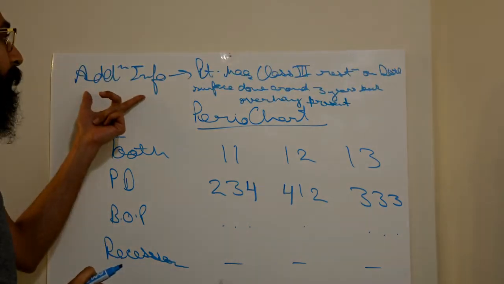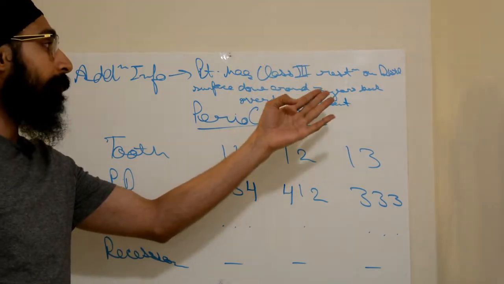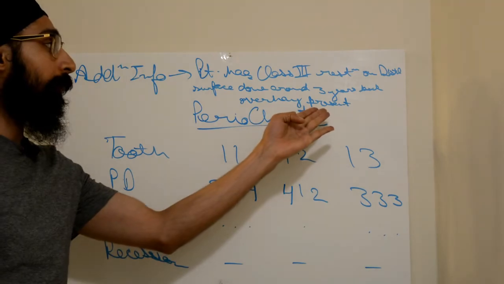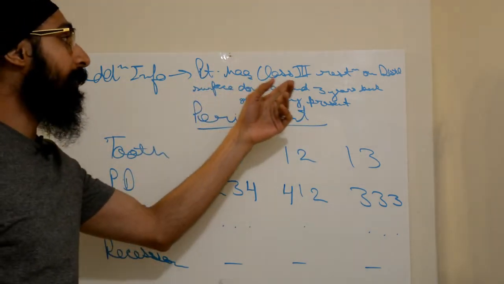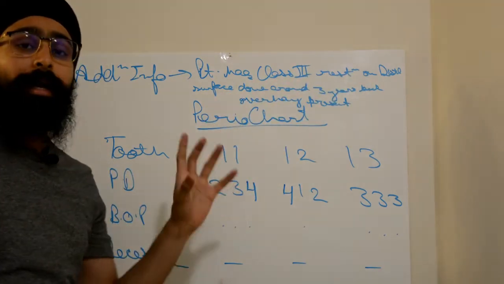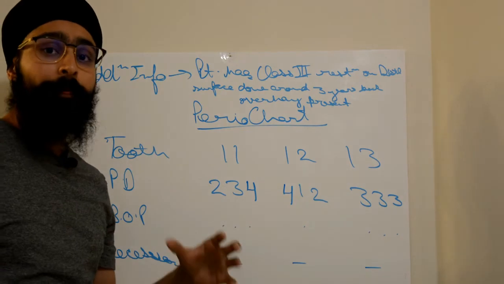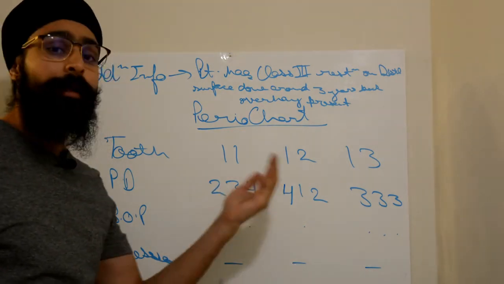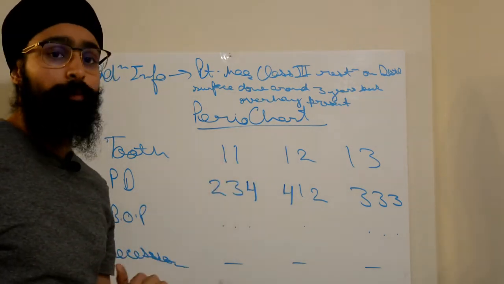For additional information, it tells that there was a class 3 restoration done 3 years back on the distal surface and there is an overhanging margin present, or they may just tell you that the patient had a class 3 restoration on the distal surface, and then in the additional information they show you an X-ray that represents that there is a gingival overhang present on the distal surface of 1-1, between 1-1 and 1-2.